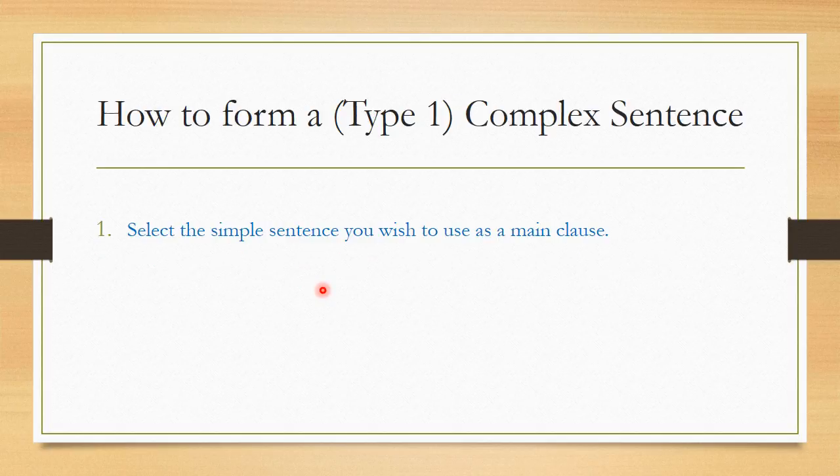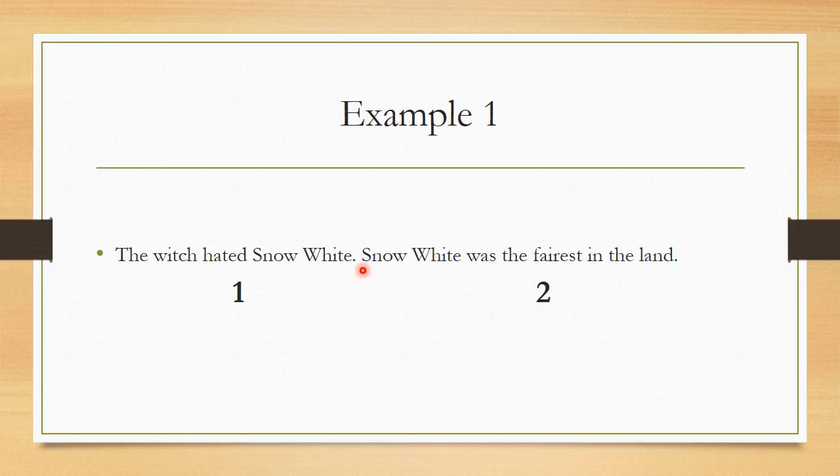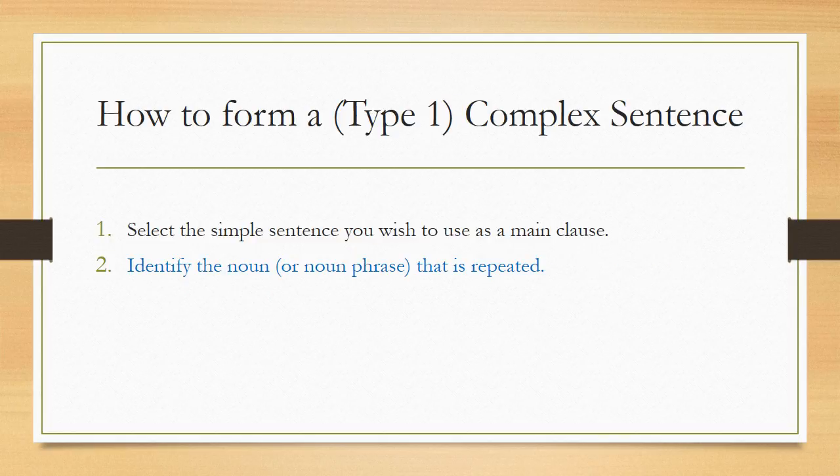And you want to put these two together now into a complex sentence. Simple sentence, since there are two of them, you have to pick one you wish to use as main clause. So which one is going to be your main clause? I'm going to pick this one, the first one. The witch hated Snow White. Good. Done with the first step.